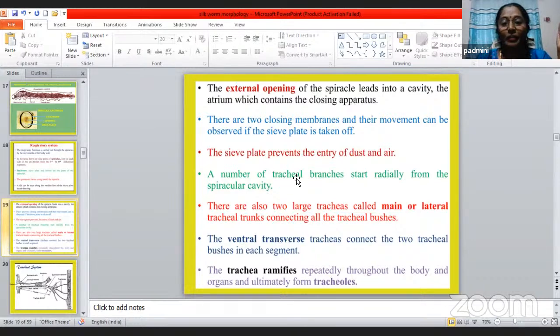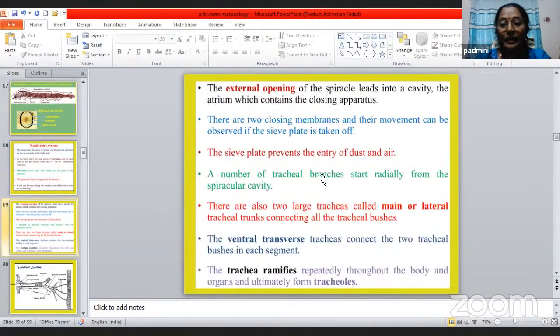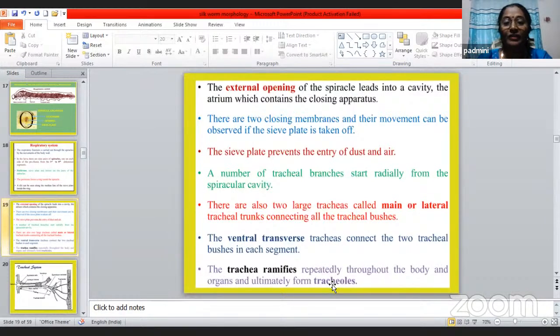A number of tracheal branches start radially from the spiracular cavity. These are the branches that we are talking about. This is the main tracheal trunk, which branches into tracheal bushes. The ventral transverse trachea connects the 2 tracheal bushes in each segment, and the trachea ramifies to form tracheoles. So what are these tracheoles?